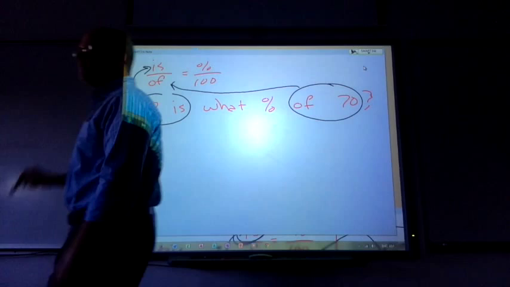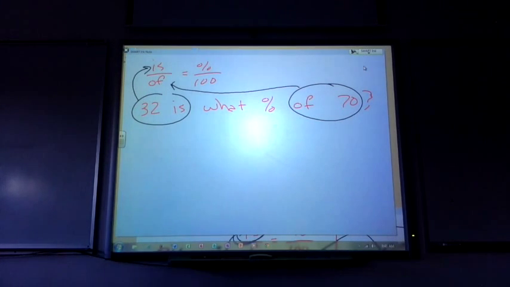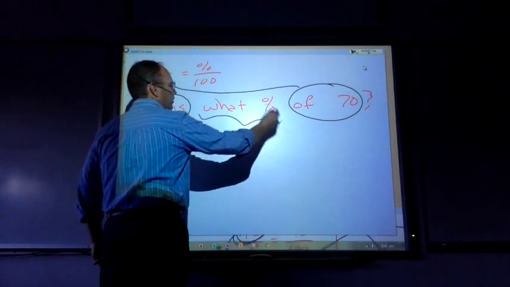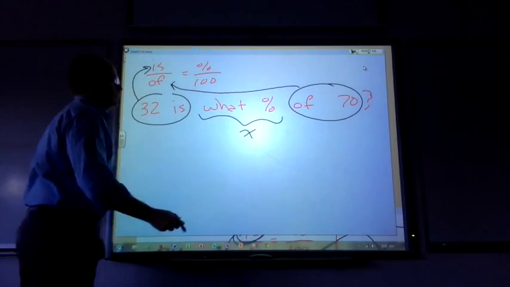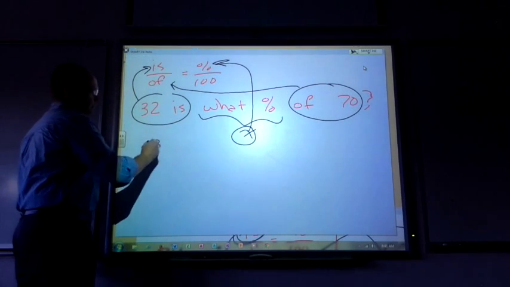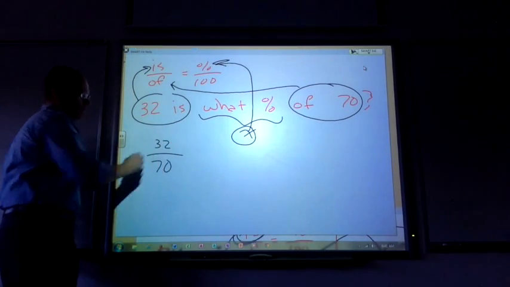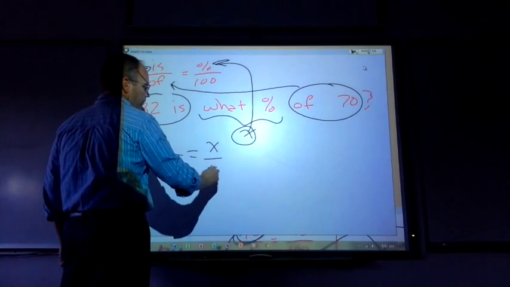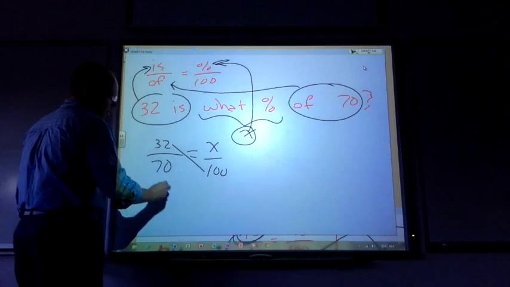What am I looking for? We're looking for the top number for the percent. So I'm going to put in x. So x is going to go in there. 32 over 70 equals x over 100. Cross multiplication, 32 times 100, 3,200.